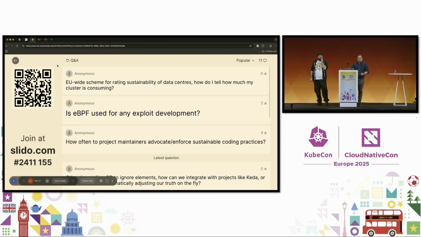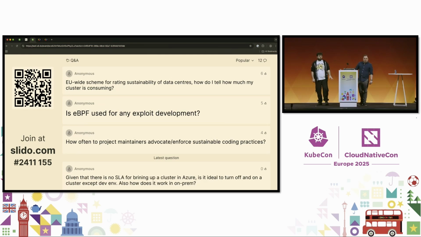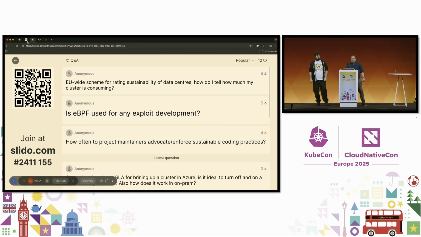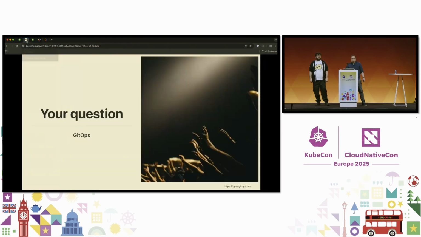Other than telling CD to ignore elements, how can we integrate with projects like Kata? Okay, I can't see one obviously there. You have to vote them up. Okay, let's go to here. Where are we? Please stand by.